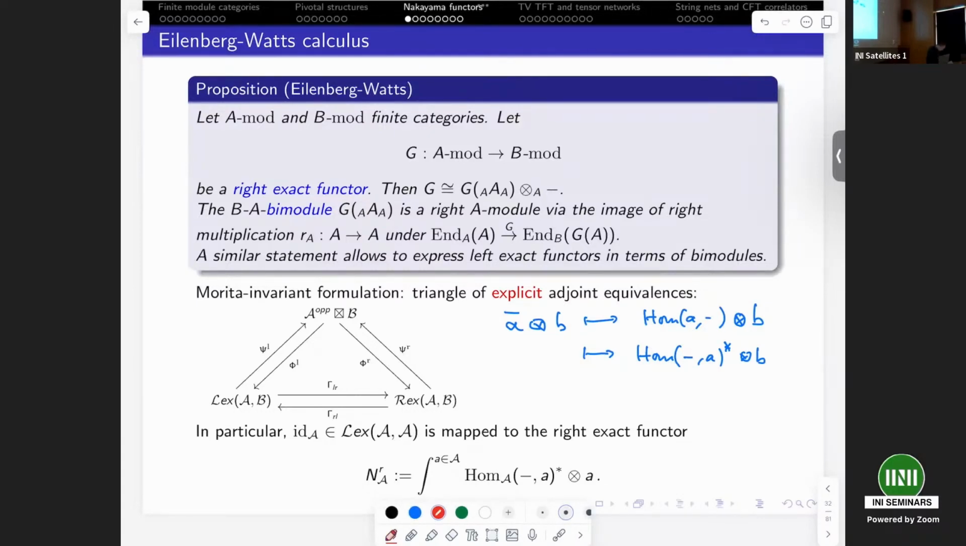Let's look at this in the case where B and A are equal. Of course, that's a special case. Then you know that the identity functor is a left exact functor, the identity functor in A. So I can take the identity functor, transport it here, transport it down, and I'm getting a functor. However, this is not the identity functor. This is obviously a very important functor. I have a very explicit representation for this functor, and it is written here.